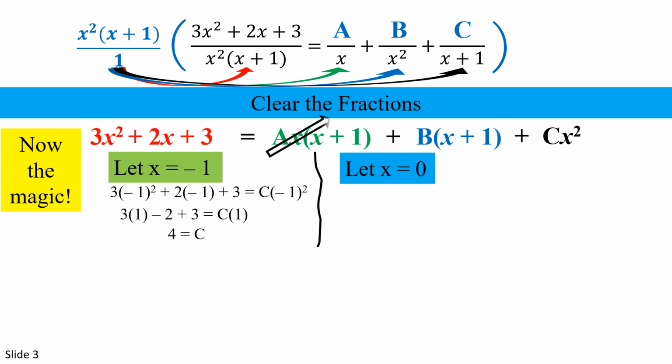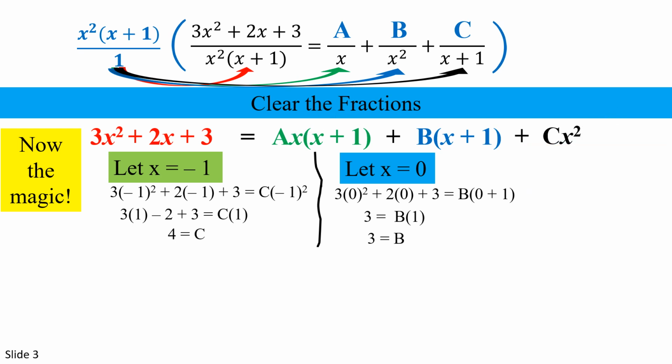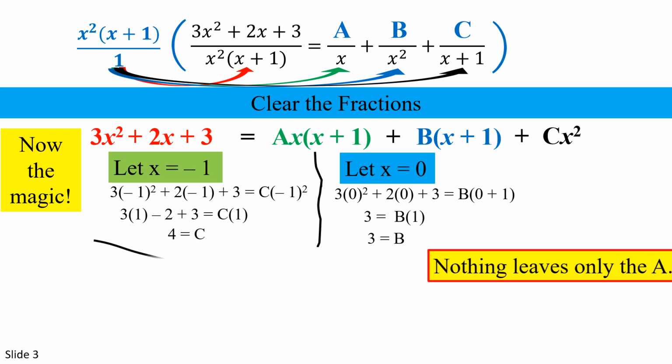Now let's let x equal 0. That eliminates the a and the c, leaving only the b. So we plug a 0 in for all of the x's, and we get b equals 3. Nothing leaves, only the a, so we get to play.